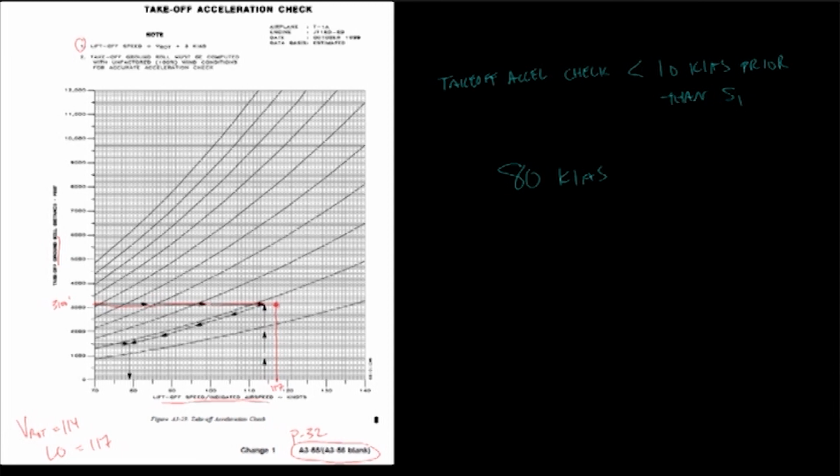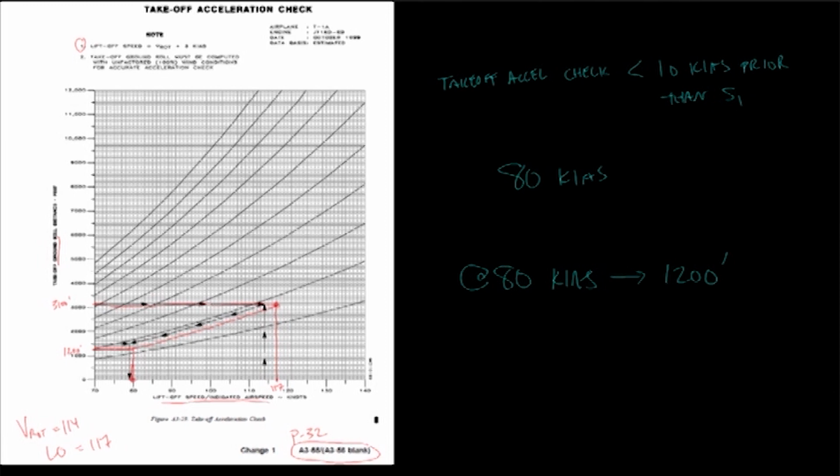Now, as best I can, I'm going to go back on the graph at the same rate until I reach my 80 knot speed. There we go, great straight line. I'm going to go left here to my distance side, another straight line, and determine what that is. That looks to be about 1,200 feet or so. So I have now determined what distance I should see for my takeoff acceleration check. So that's 1,200. At 80 knots, I should see 1,200 feet, or I should be 1,200 feet down the runway.